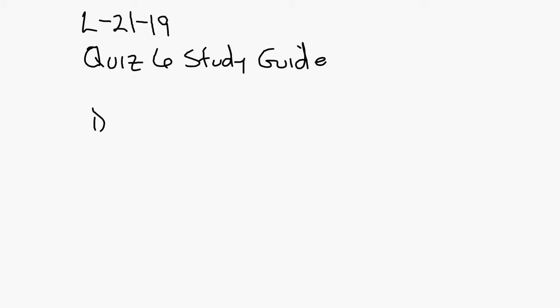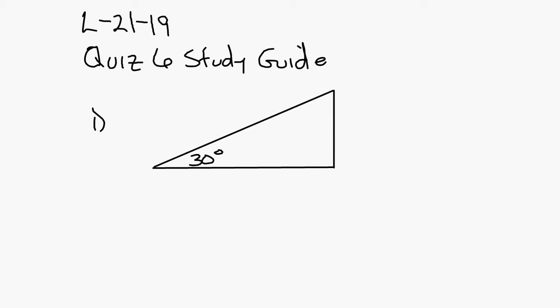That is a 30, 60, 90 right triangle. A 30, 60, 90 right triangle is called a special right triangle, and it has special rules that apply to it. So if the short leg, which is opposite the 30-degree angle, is 13, then the long leg, which is opposite the 60-degree angle, is 13 times the square root of 3.